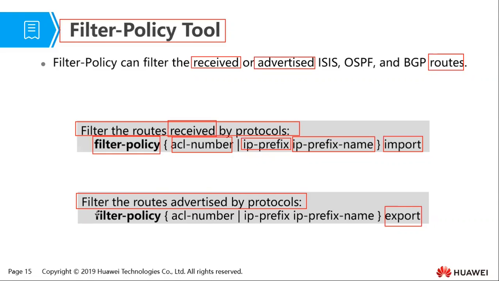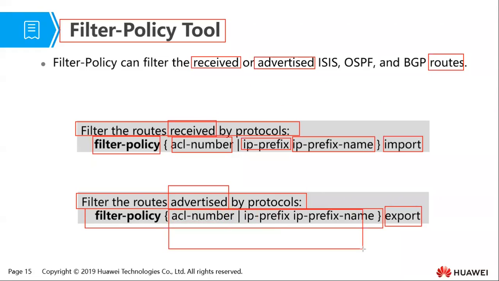Here, we are doing the same thing, only that now we are doing it in the export direction. Export meaning we are the ones that are supposed to advertise it. So if that network has a permit clause in either the ACL or the IP prefix, then we can advertise it. If it has a deny clause, then it means we cannot advertise it. Okay, so I hope that is clear.